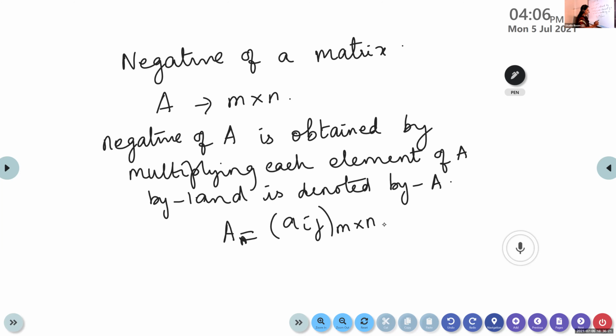For example, children, suppose A is a matrix Aij of order m by n. Then minus A is obtained. Look at here, children, how I am writing minus A. It is minus of Aij. Each element we multiply by one negative sign. So minus A is minus of Aij of order m by n. It is a matrix of order m by n.